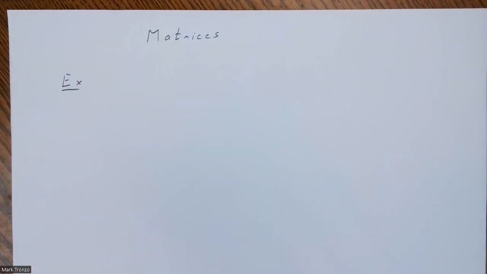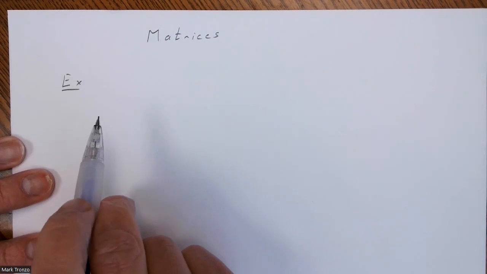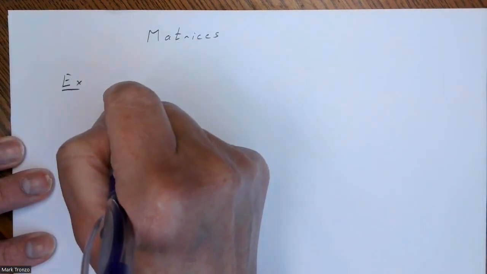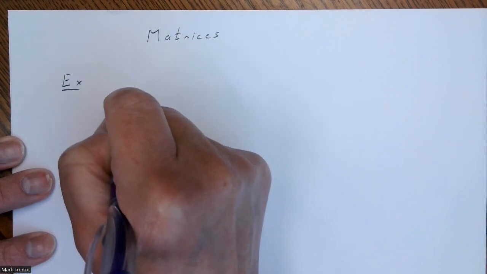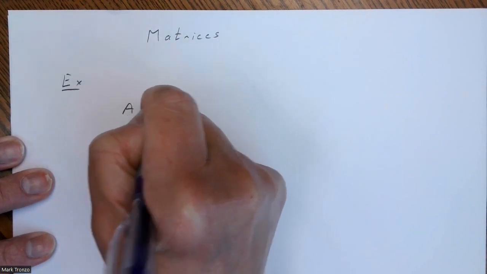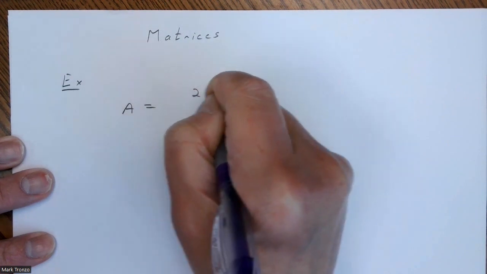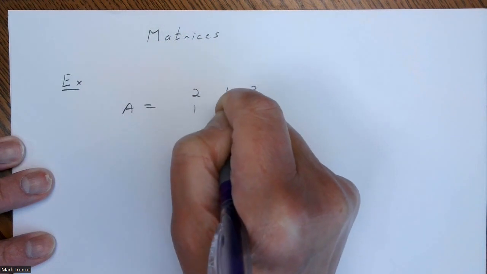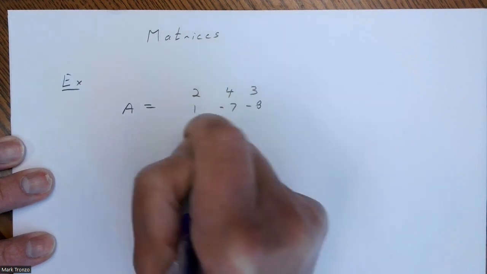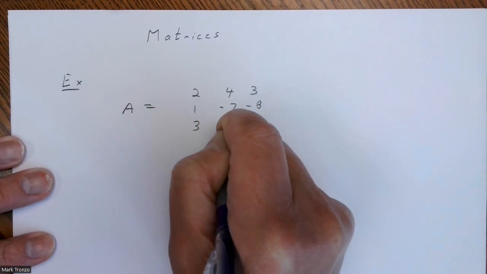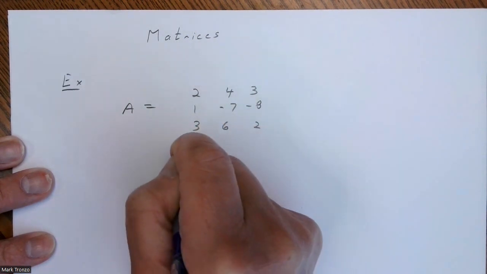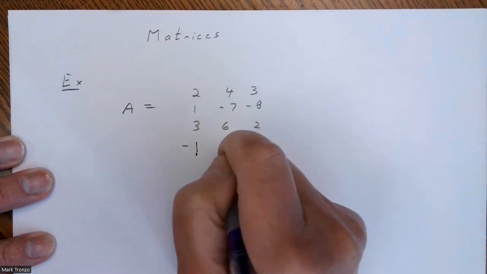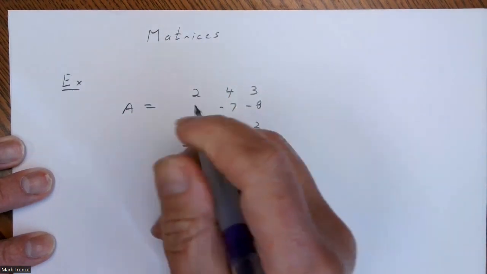In this video, we're going to talk about matrices. A matrix is a rectangular array of numbers. For example, let's call this one A: 2, 4, 3, 1, -7, -8, 3, 6, 2, -1, -3, 4.